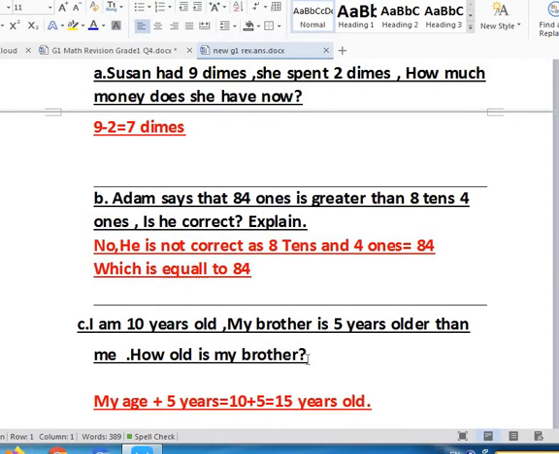I am 10 years old. My brother is 5 years older than me. How old is my brother? My age plus 5 years. Okay, I am 10 years old. My brother is 10 years old like me, plus another 5 years. So my brother will be 15 years old.